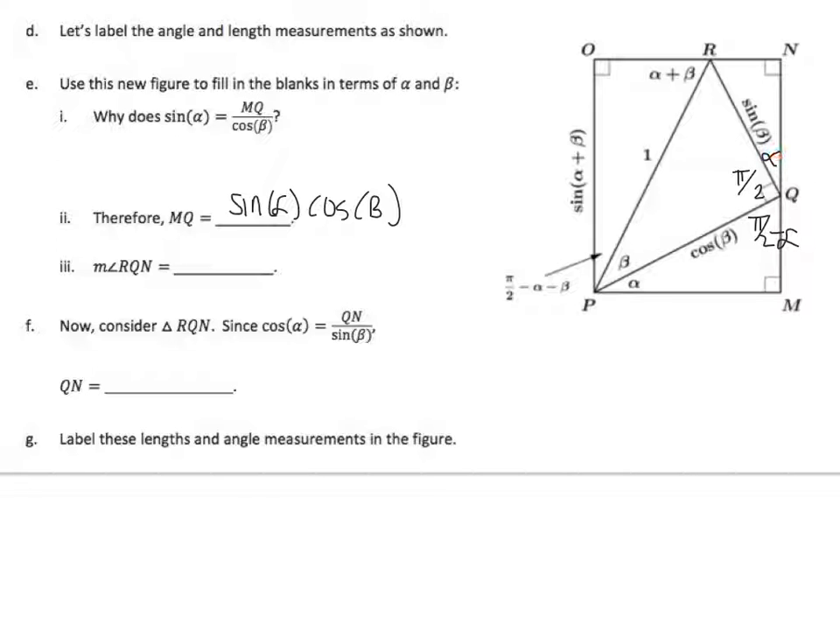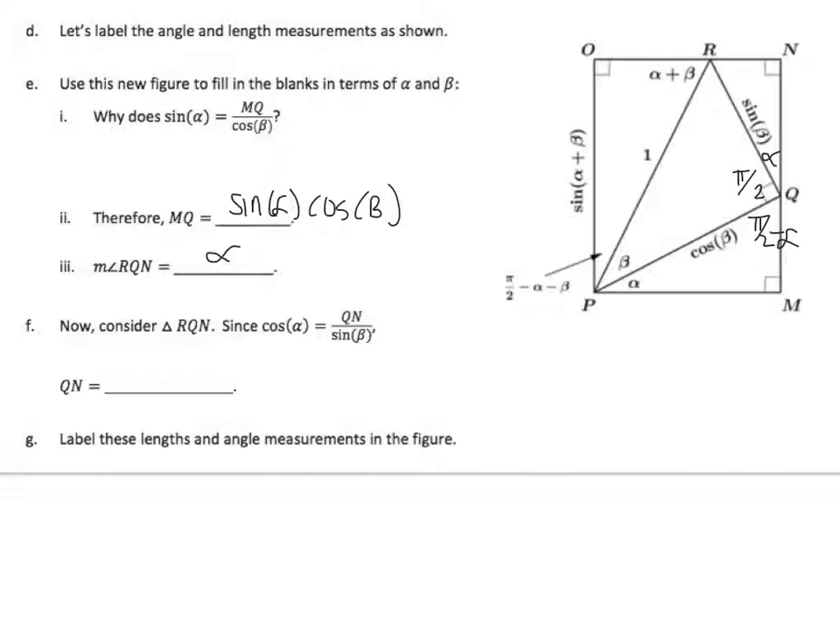So I have alpha plus pi over 2 plus pi over 2 minus alpha gives me 180 degrees altogether. Crazy, I know. So that means that the measure of angle RQN is, in fact, alpha. Moving on to part F. Now let's consider triangle RQN. Since the cosine of alpha is adjacent over hypotenuse, it's QN over sine beta.